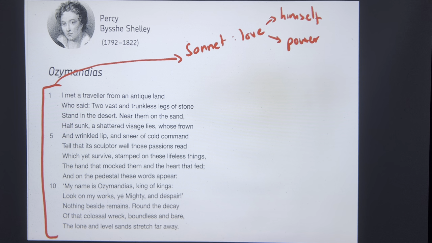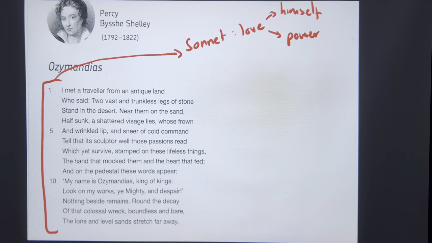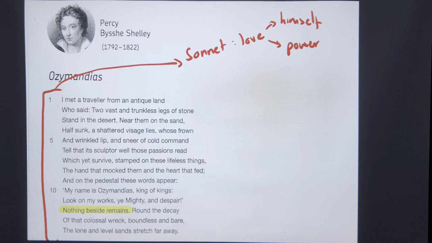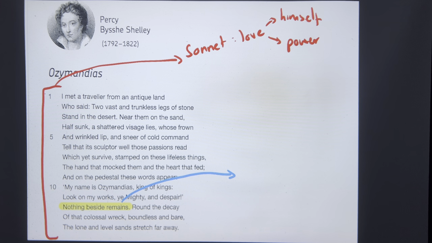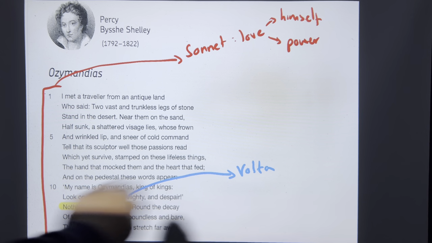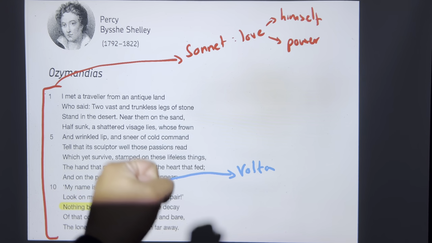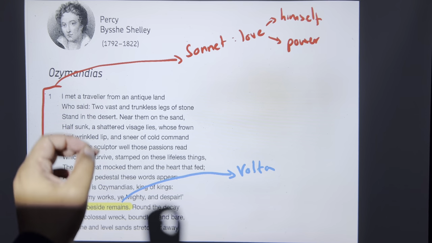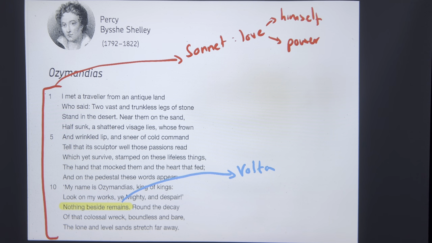Now, guys, when it comes to structure, I would use the volta, and the volta that I would use is "Nothing beside remains." That is a very powerful volta. Remember, guys, volta is the shift in the poem. Now, why is that the shift? Because all over here, Ozymandias is literally thinking he's a bad man. "My name is Ozymandias, King of Kings, look on my works, ye mighty, and despair." And then bang, "nothing beside remains." That is the volta, that is the turning point. Because by saying nothing remains, it gives the idea that don't think you're so special, and that is done through the volta. Because your life can shift, your life can turn in an instant.